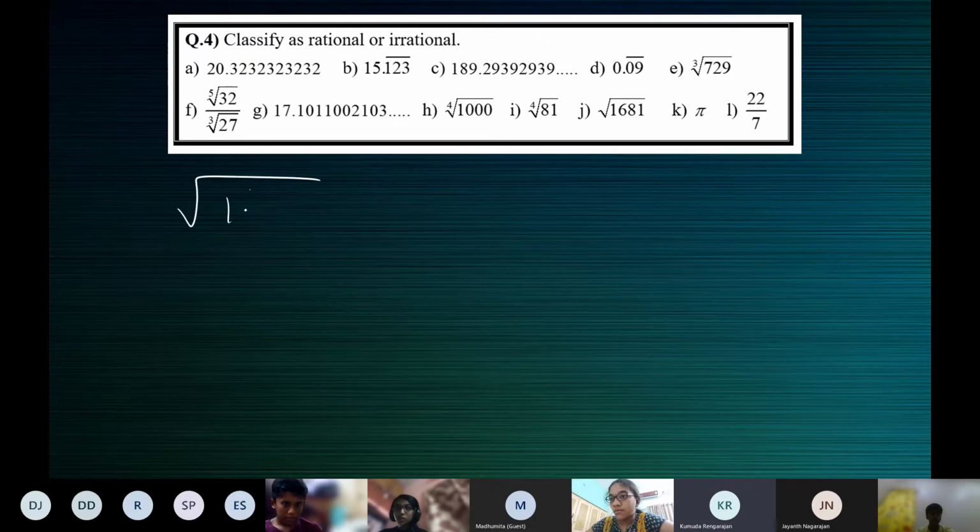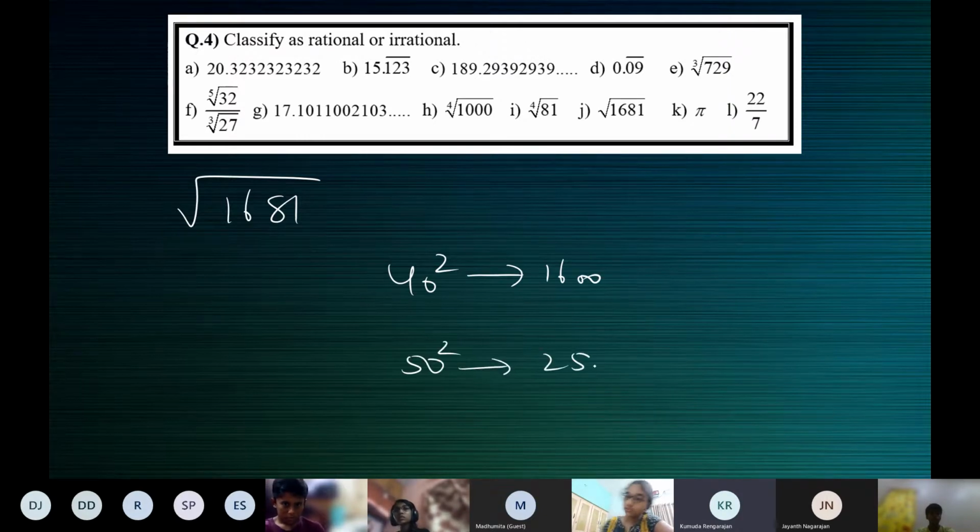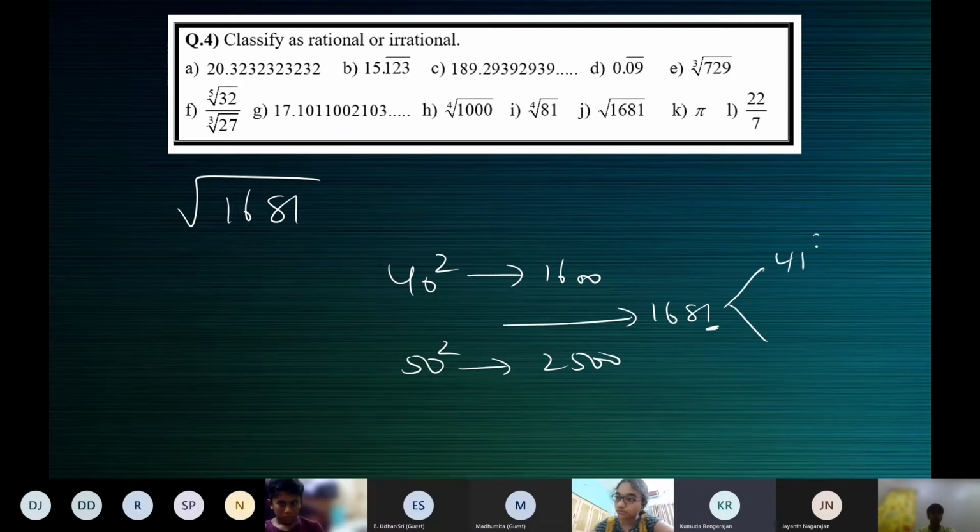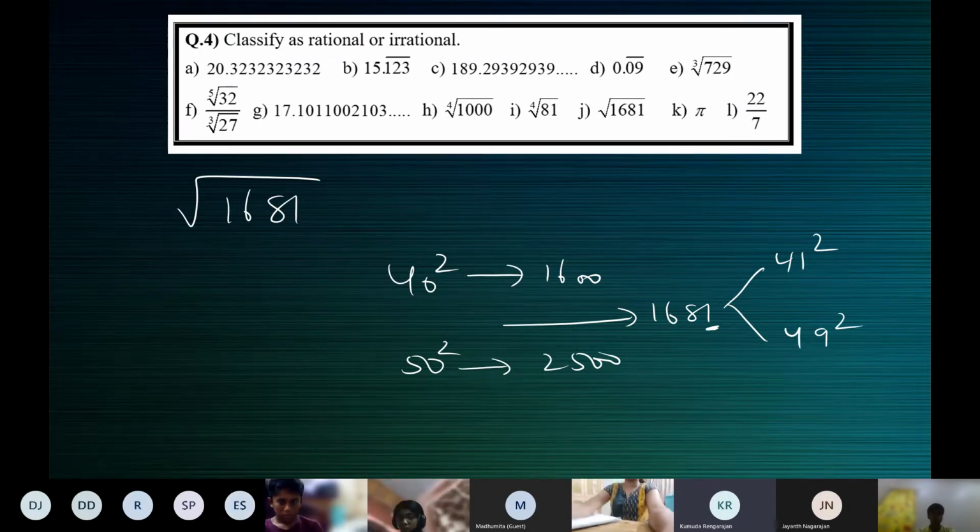So the square root of 1681 lies between 40 squared, which is 1600, and 50 squared, which is 2500. Since it ends with 1, it can be 41 squared or 49 squared. Supposing it's not 41 squared, not 49 squared, that means it's not a perfect square.